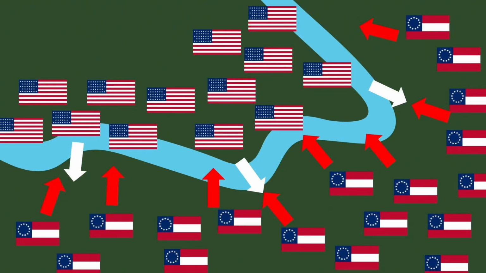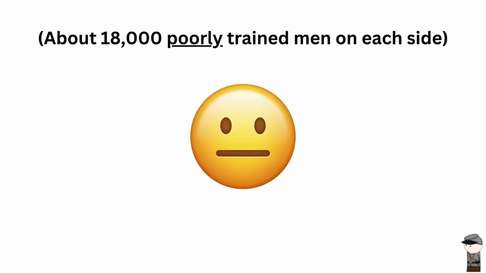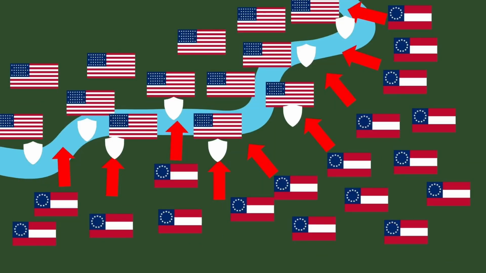Also, just FYI, the estimated total number of Union soldiers was 28,450, while on the Confederate side, with the new reinforcements, the amount was now 32,230. However, around 18,000 of these men on both sides were very poorly trained, so numbers didn't really make any difference. Moving on, the Confederates were doing well and successfully countered the Union's invasion, putting them on the defensive.